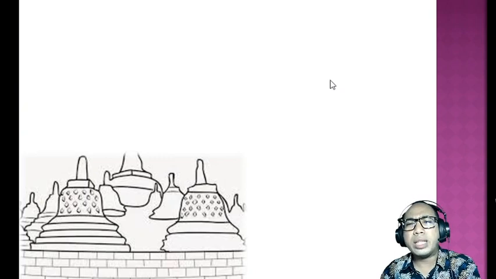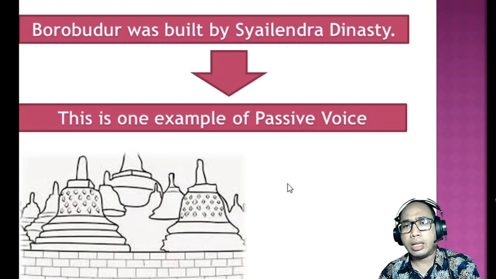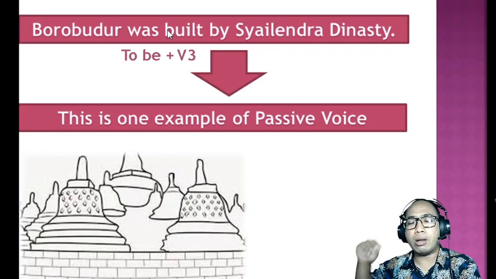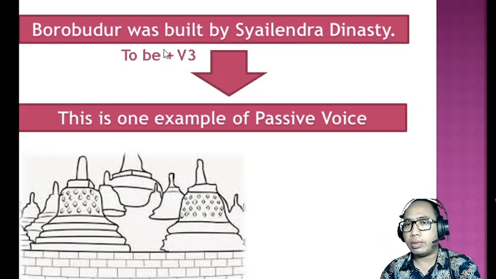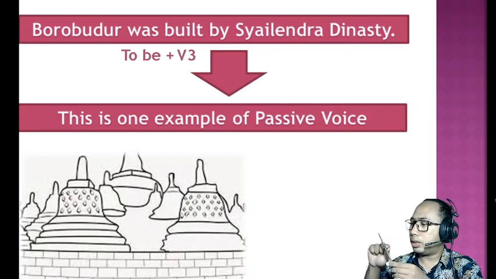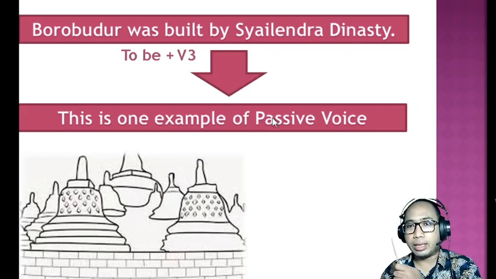Okay, what is passive voice exactly? It is to be plus verb 3. The to be used in the sentence depends on the tense. If the tense is past, you use the second form. If the event happens now, like this pencil, it is taken because this is now, so present. Borobudur is in the past, built. Okay, that is the difference.